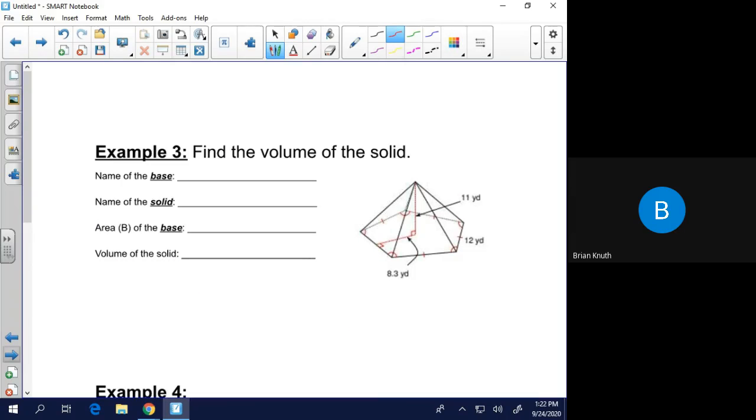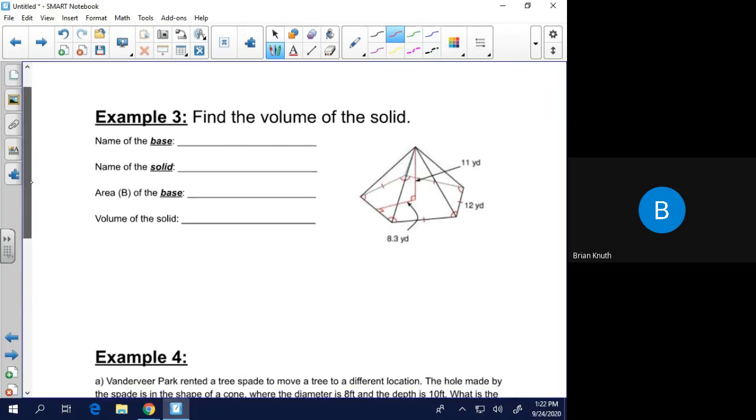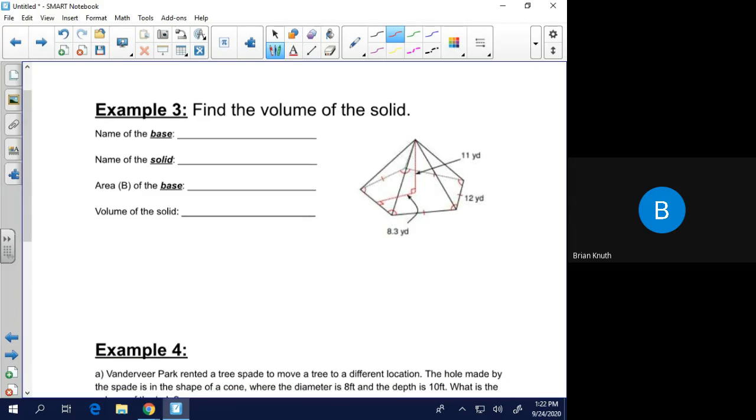Okay, example number 3. All right, so this looks a little different, but the area of the base is what we've already done. The name of the base is a 5-sided object. That is a pentagon. Okay. The name of the solid, again, we go off the base, so it's a pentagonal pyramid.